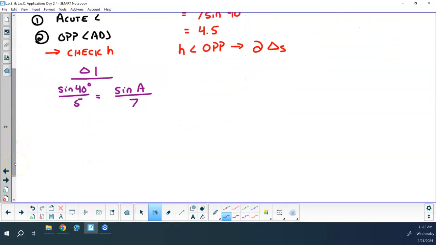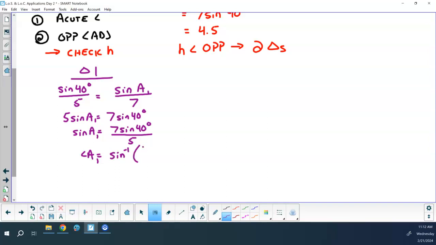Solving this, then that would be 5 sine of A equals 7 sine of 40 degrees. So then the sine of A is 7 sine of 40 degrees divided by 5. So angle A, then A sub 1, this is because we got 2 triangles. Angle A sub 1 then is going to be the inverse sine of that.